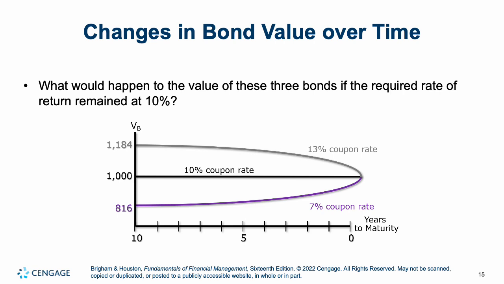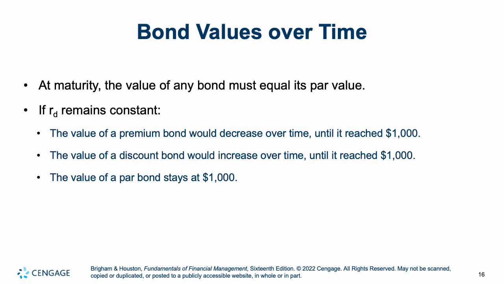And as we approach the end of the years to maturity, both the bond paying the 13% and the 7%, their value is going to come closer and closer to par. The 7% one will become more expensive, the 13% one less, because there's less and less time for those differences in coupon payments to matter. And then at 0 years to maturity, they will all equal par value. So all three of these bonds in the end will equal that same par value of $1,000. So over time, the value of any bond must equal its par value once it becomes mature.